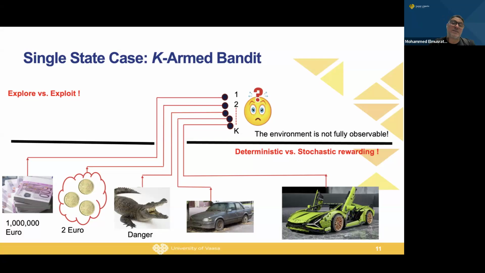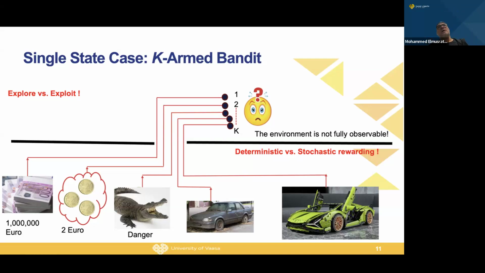When it selected door number 2, it receives 2 euros. So this will be the feedback. The feedback is rewarding, not that big a reward, but we don't know. Maybe in the other doors we have a big punishment or big penalty. So 2 euro at least is greater than 0, and the reinforcement learning agent will be happy.